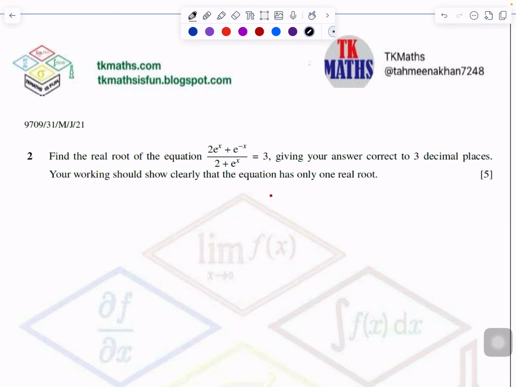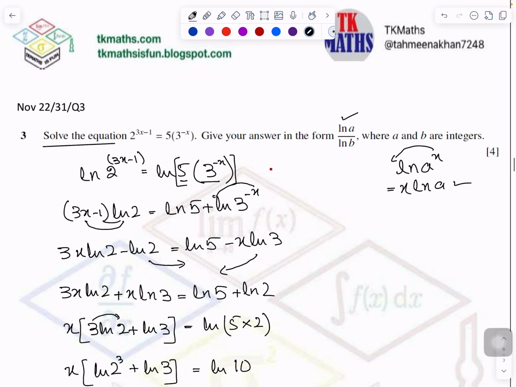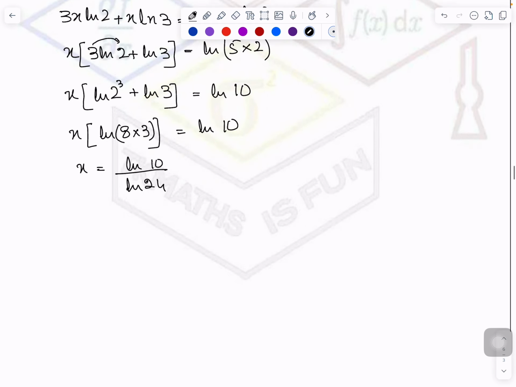This is from June 21, variant 3.1. And that question was from November 22, variant 3.1.